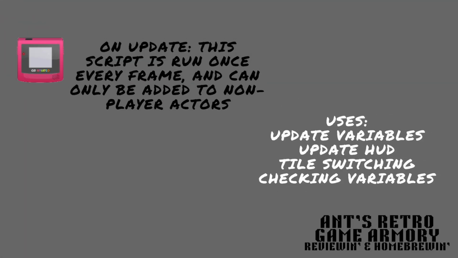Okay, maybe the most powerful one we have is on Update. This script is run once every frame and can only be added to non-player actors. So for the uses, you can update your variables, you can update your heads-up display, which I will link the video to how I explain that for one of my games. You can also complete tile switching. As you're updating the variables, you can execute tile switching to display the numbers, as well as checking your variables. What I mean by that is you can set an on Update script to check multiple variables before you change a scene, for instance.